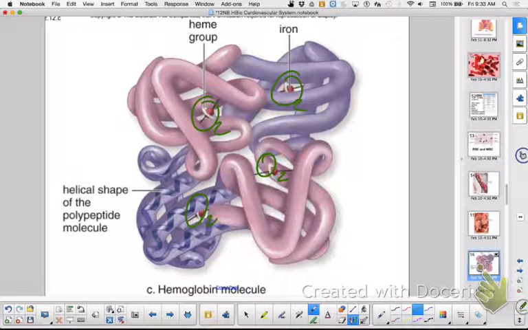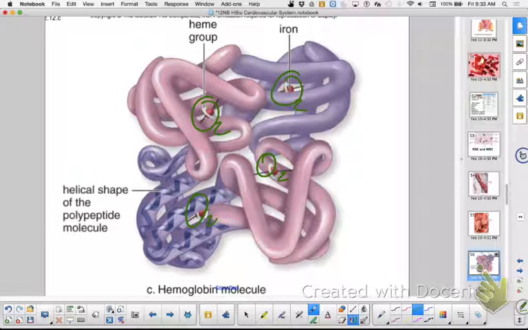Okay? Now, each one of these hemoglobin molecules can carry, on each of these irons on the heme group, up to 4 molecules of oxygen, O2, to every one of those hemoglobin molecules. So how many hemoglobin molecules did we have? 250 million. Each one can hold 4. So how much total oxygen for every red blood cell?